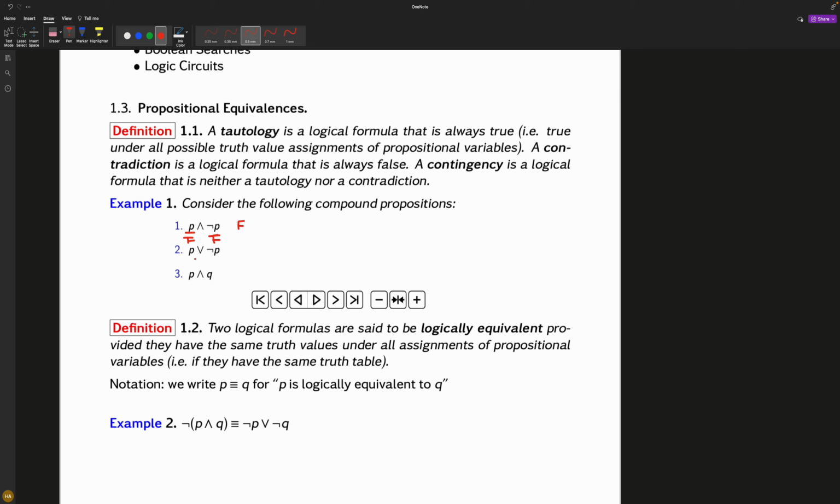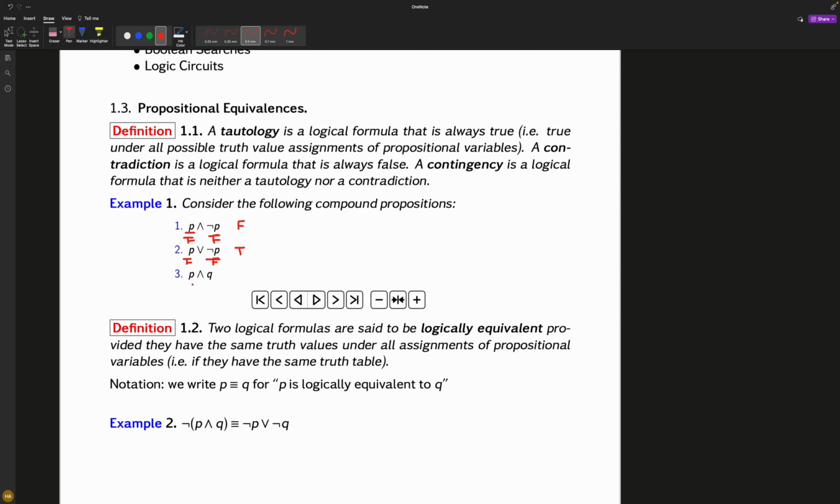Here, this is always true, because if P is true, then not P is false, and if P is false, then not P is true, because this is negating, right? But this is an or. Remember, an or says I at least want one. Well, actually, it doesn't say I only want one, that's an XOR. I at least want one. And so this serves that purpose: it will always have at least one true. And so it will always be true. So it's a tautology.